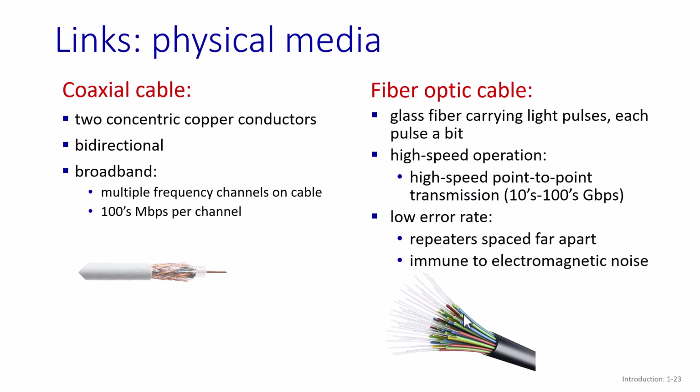And compared to coaxial cables, we have a low error rate, and repeaters are spaced far apart. The reason that we have low error rates is that fiber is immune to electromagnetic noise. Coaxial cables are not immune to electromagnetic noise, and noise over time degrades the signal. Therefore, we need to use repeaters to amplify the signal. That's why fiber optic cables are a better technology compared to coaxial cable.